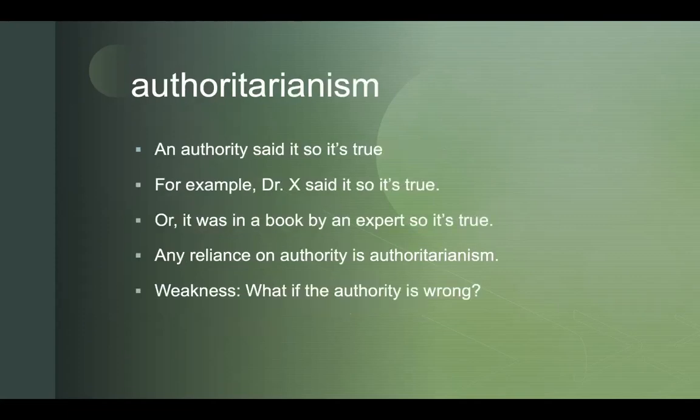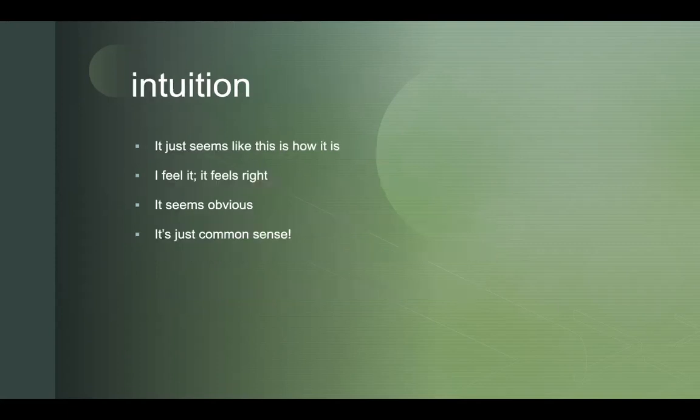Authoritarianism is about authority. So if the authority said it, then it's true. We hear this all the time, and we all use this. Well, so-and-so said it. And so we all recognize that so-and-so must be an expert. So it's obvious that it's true. So Dr. Fauci said it, Dr. X said it, it was in a book. Any reliance at all on authority is authoritarianism. The weakness here is, well, what if the authority is wrong? They could be wrong. And then you just would have to say, well, I thought he knew what he was talking about, but it turns out he didn't.